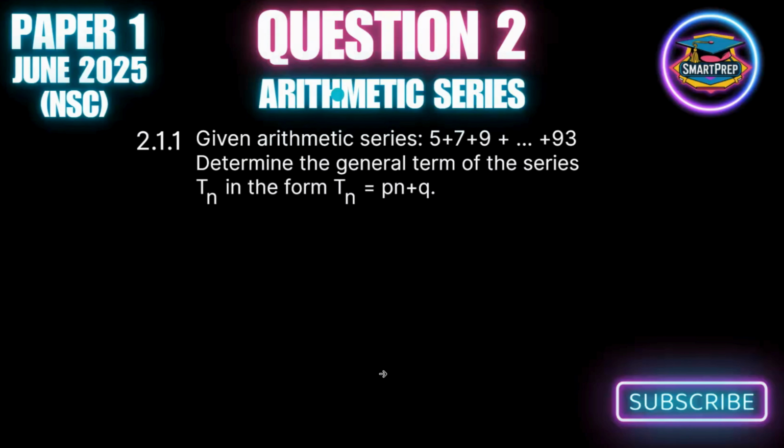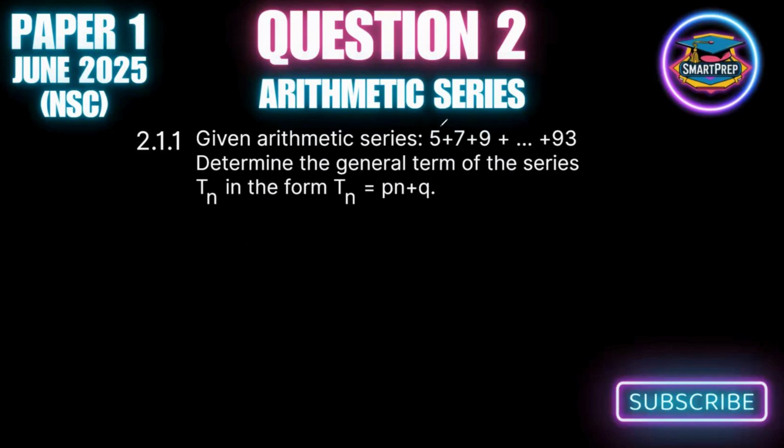And we are on to question 2, which is sequences and series. You can get hold of the past paper if you want to do it along with me in the description or in the comments. Given arithmetic sequence 5, 7, 9, give the general term for the sequence.